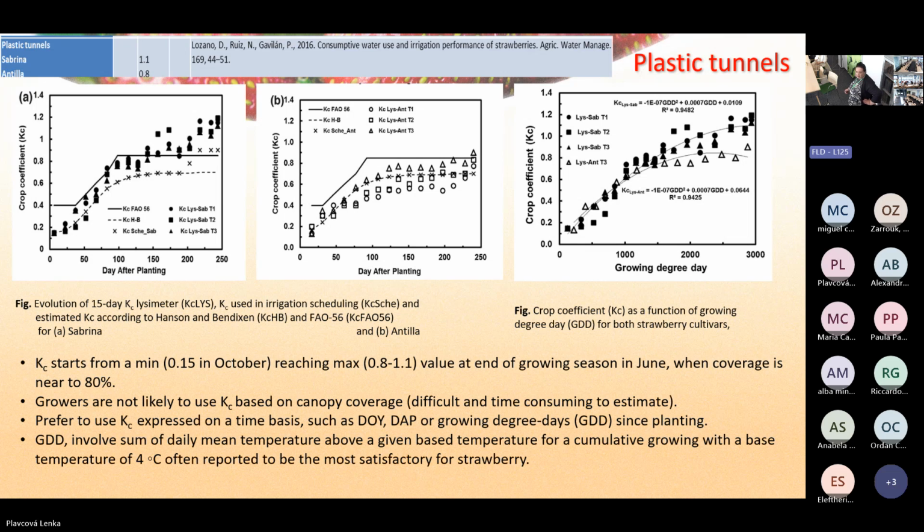When it comes to what I found in this work, they stated that growers are not likely to use crop coefficient based on canopy coverage because it's difficult and time-consuming to estimate, and they like to use crop coefficient expressed on a time basis or growing degree days since planting. So here on the third slide, you could see crop coefficient expressed as growing degree days. That also worked. We tested it on tomato in previous work.